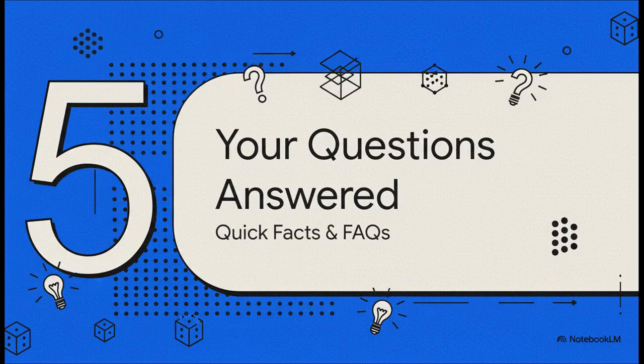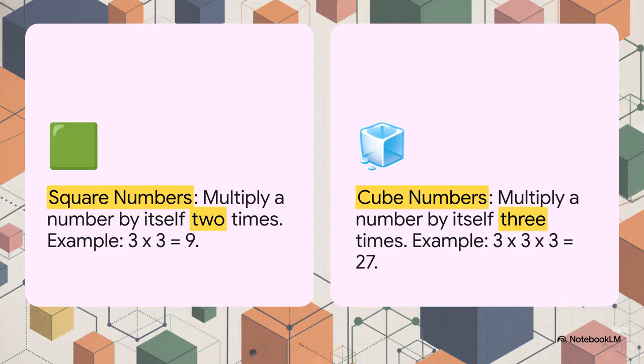All right, to make sure this is all super clear, let's just run through a few common questions and share some cool facts you might not know. Okay, this is a big one. People mix up square numbers and cube numbers all the time. The easiest way to remember the difference is to think about dimensions. A square number, like 3 times 3 is 9, makes a flat 2D square. But a cube number, like 3 times 3 times 3 is 27, builds a solid 3D cube. So it's basically the difference between a picture on a page and an object you can hold.